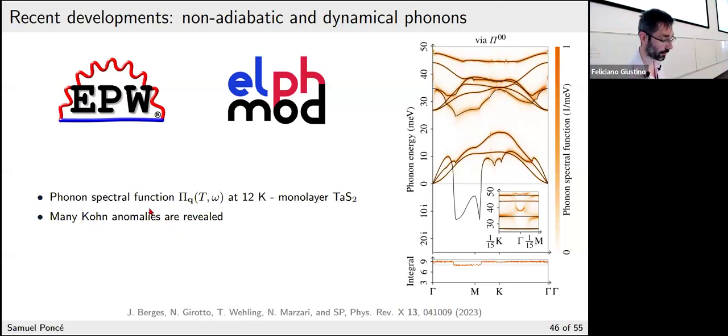So as far as I know, this full dynamically dependent phonon spectral function was never really used in a transport calculation, but I think this will be only a matter of time, and this is really also where the field is going, because in some cases, this is very important.